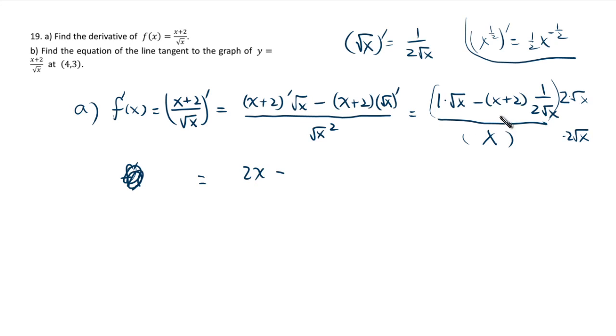And then x plus 2 times 1 over 2 radical x. This 2 radical x will cancel with the top 2 radical x. So you're just going to get x plus 2. In the bottom, you're going to get 2 times x times square root of x.